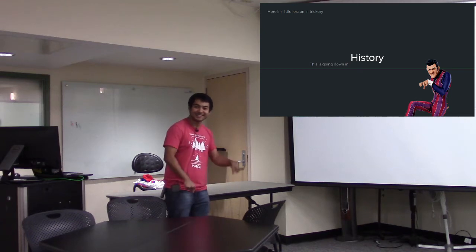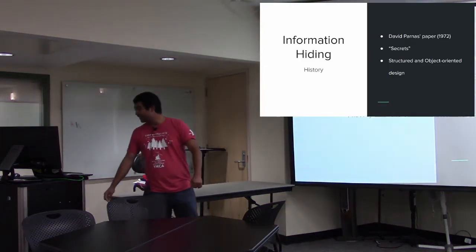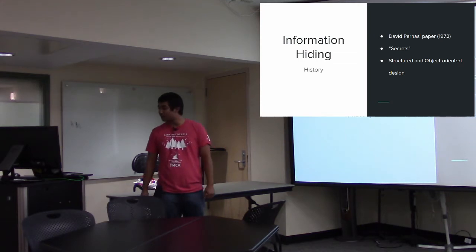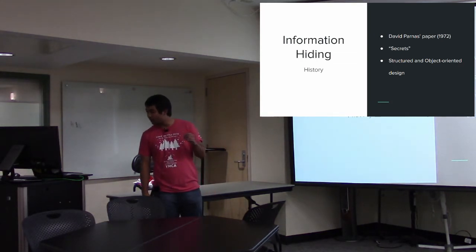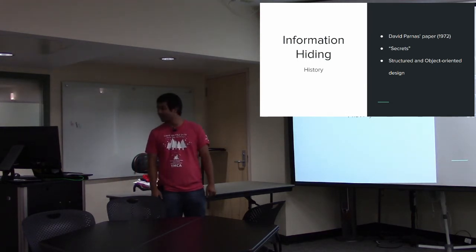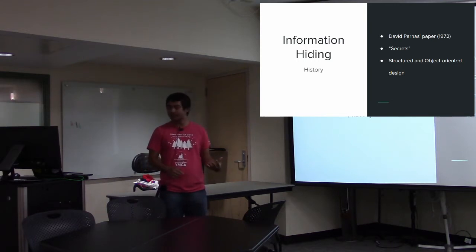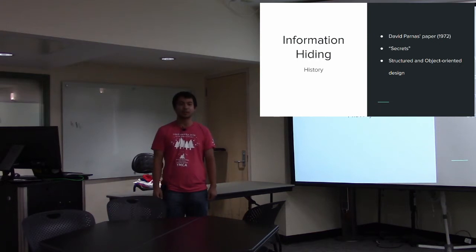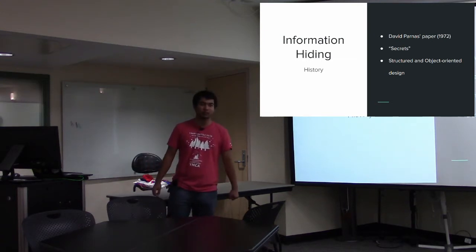Here's a little lesson in history. Information hiding first came to public attention in 1972 by David Parnas when he wrote a paper called On the Criteria to be Used in Decomposing Systems into Modules. What a mouthful. Information hiding is characterized by the idea of secrets, design and implementation things that a software developer hides in one part of their program, keeping it segregated from the rest of the program. Information hiding is part of the foundation for both object-oriented design and structured design, and I'll get to how those play out towards the end of my presentation.